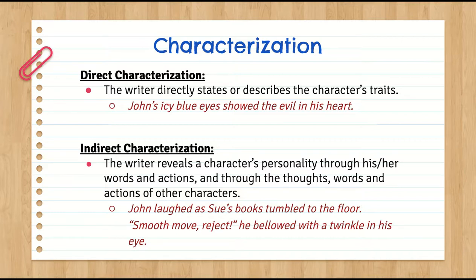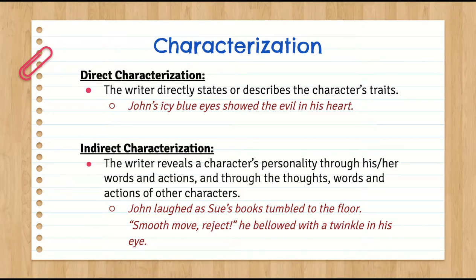Now, if we look at the next part, indirect characterization, again, exactly as it sounds, the writer is revealing a character's personality through his or her words and actions, thoughts, words and actions of other characters. Okay, so this one's a little more complex, a little more difficult to find.